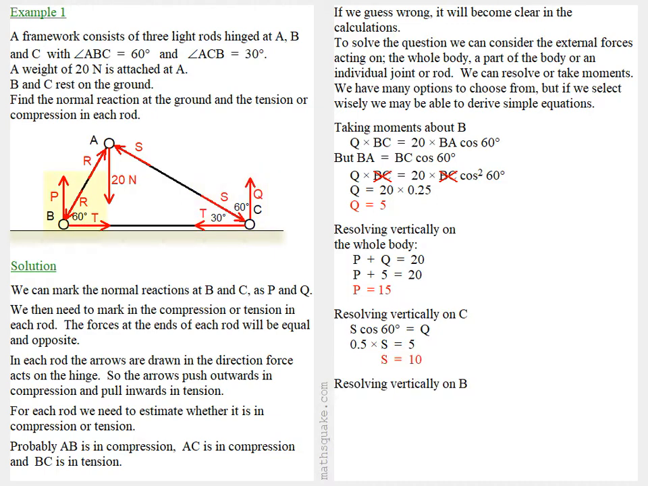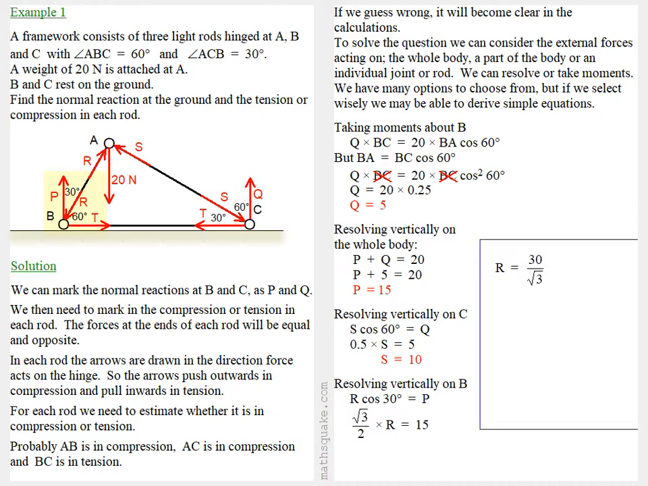Now if we resolve vertically on B, acting down we have the component of R, which is R cos 30, equals P. Now the cosine of 30 is root 3 over 2, so root 3 over 2 times R is 15, which means R is 30 over root 3. We can rationalise the denominator by multiplying top and bottom by root 3. That gives us 30 root 3 over 3, or R is equal to 10 root 3.